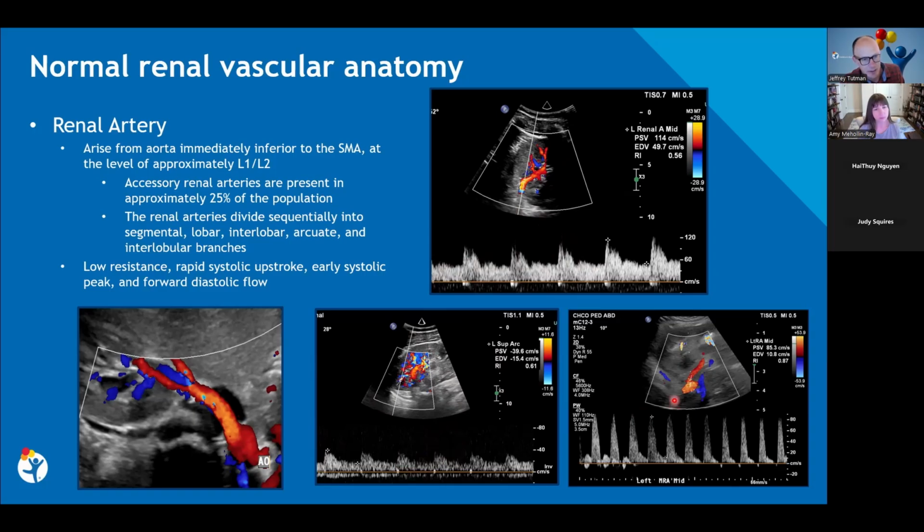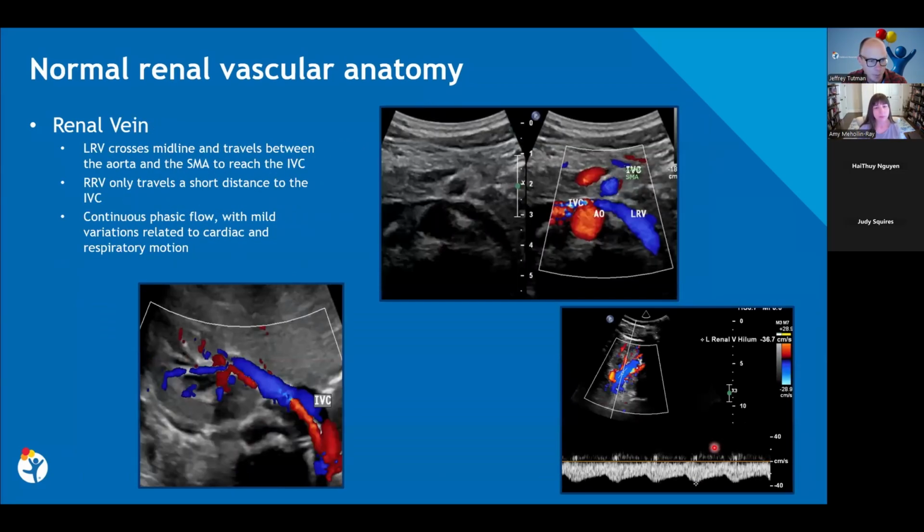The other thing to keep in mind is that there is some age-based variation in the shape and appearance of the waveform. For example, this is a premature infant, so we can see the resistive indices are much higher within this renal artery, close to 0.9. Typically we consider up to 0.9 to be normal in that particular population, whereas in an older patient, we would consider that to be abnormal. But we'll talk about that momentarily as well. Just be aware that these waveforms and resistive indices can vary with age.